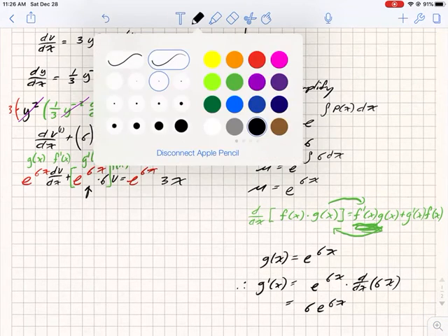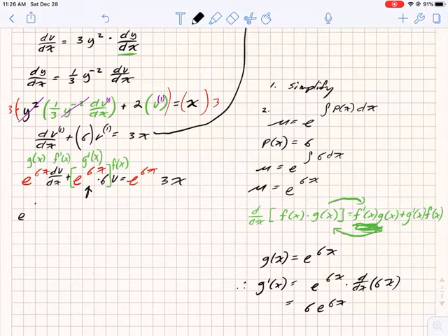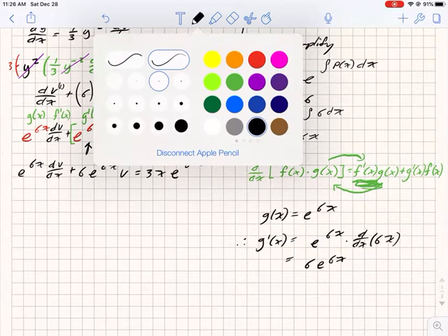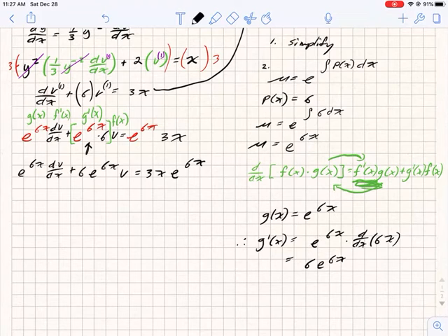It's a little funky, so let me just clean it up and do e to the 6x dv over dx plus 6e to the 6x times v is equal to, and let's put this 3x e to the 6x like that. So now you could clearly see that it does satisfy what we're trying to obtain. So that means that we could simplify this. Remember, we located this, so now we're going to just simplify. Now we just want the functions.